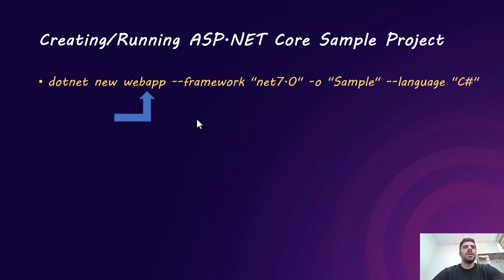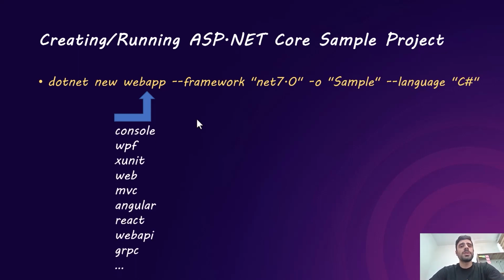As you see, we have webapp here in our new command. Webapp is our project type. However, I can use other project types too. For example, I can use a console application. I can create a console application using the console keyword here, or I can create WPF applications, xUnit applications, and many other types of applications: Angular, React, Redux.